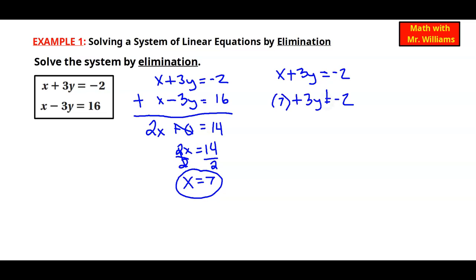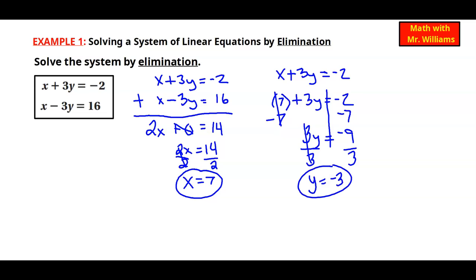I'm going to draw my line of equality. And now I can bring together my like terms, 7 and -2. To do that, I need to move this 7 over, so I'm going to use my inverse operation here. I'm going to subtract it from both sides, leaving me 3y equals -9. Divide by 3 on both sides. y equals -3 for my answer. So the solution for this system of linear equations is (7, -3).